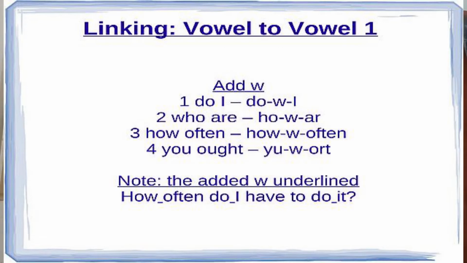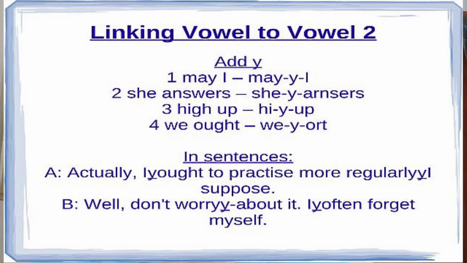Okay, in the next set of examples, I'm going to add a small y, to use as a link to the next word. Number one, may I becomes may I. Number two, she answers becomes she answers. Number three, high up becomes high up. And number four, we ought becomes we ought. Now let's hear the links in sentences.